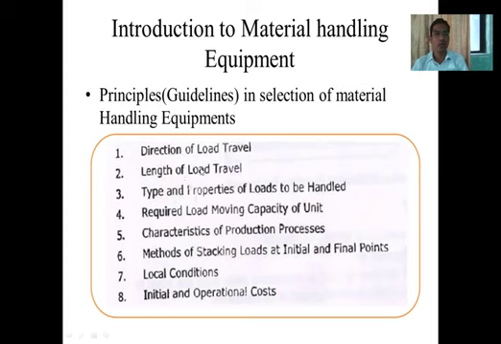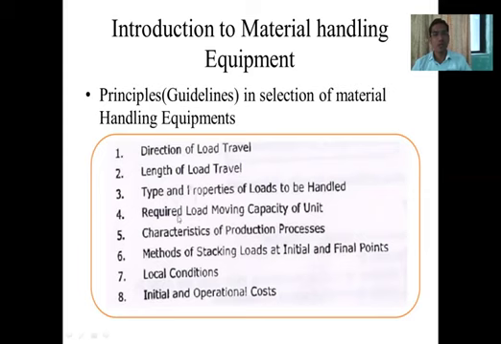Then length of load travel. So at what distance we are going to transfer the load. So that length is also an important consideration or principle. Then types and properties of the load to be handled. So what type of load we are going to handle and what are the properties of that load. Depending on that, we have to select the material handling equipment.